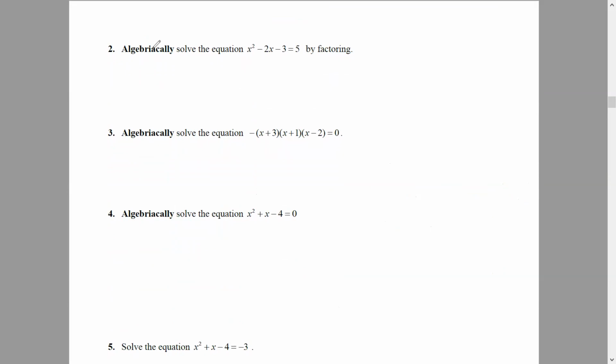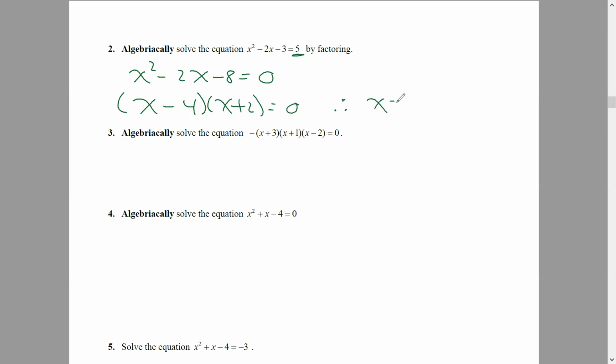Okay, next one. Algebraically solve the equation by factoring. First thing I need you to notice is one side's not equal to 0, so I'm first going to subtract 5 from both sides. Now I can factor this. Two numbers that multiply to -8 and add to -2. Sounds like that. And therefore, x is equal to 4 and -2.